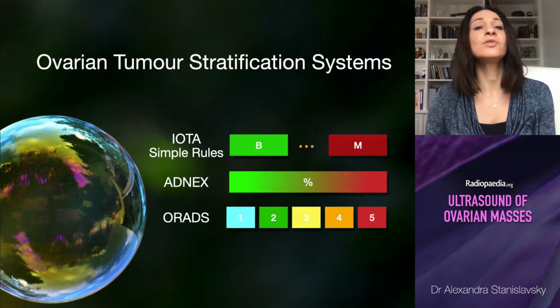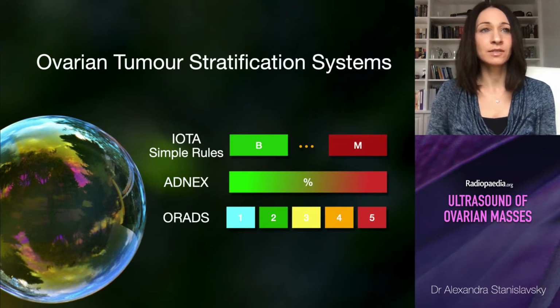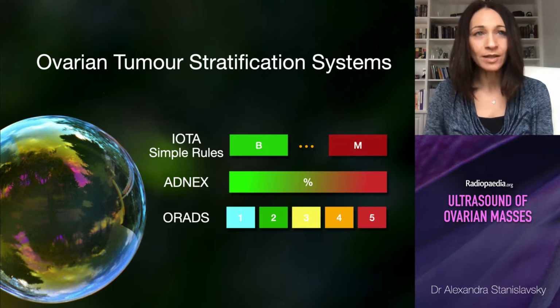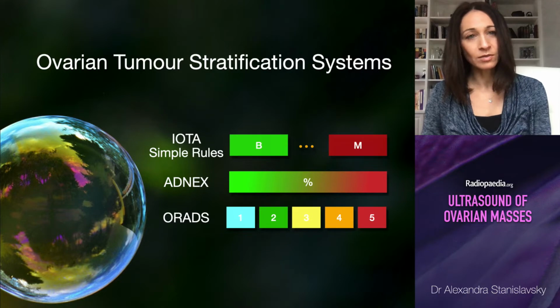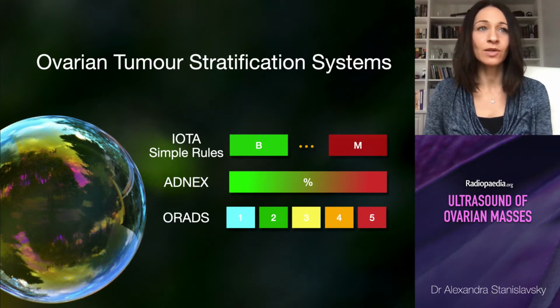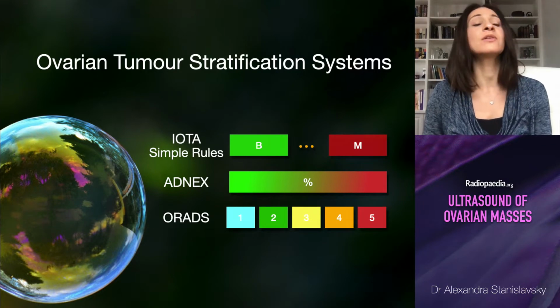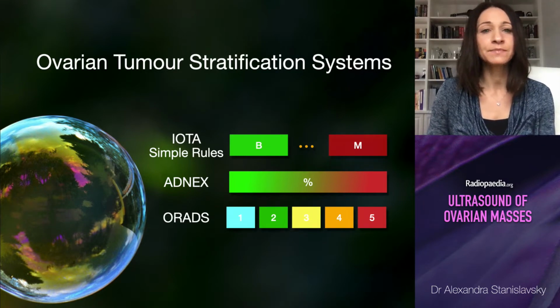So I'm going to introduce you to 3 ovarian tumour risk stratification systems. And if you're already thinking, do I really need to know all 3? Well, you don't. You may sway towards one or the other depending on where you live or what is locally accepted practice, but I do think it is helpful to understand all 3.